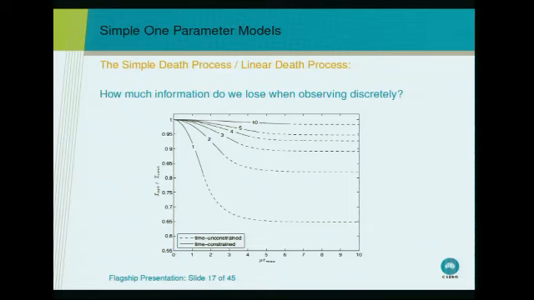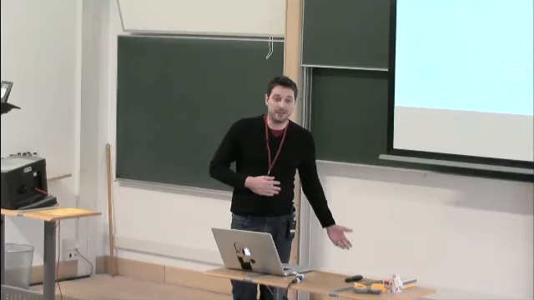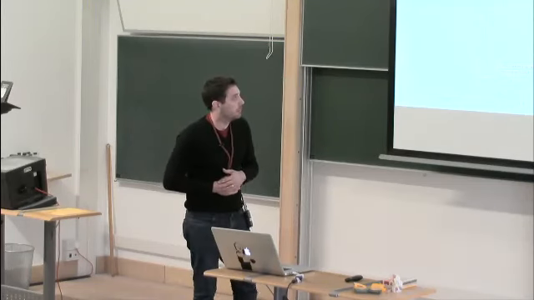We can also start to look at things like how much information do we lose when we observe discretely. So in this graph, you can ignore the time, unconstrained, constrained business, but each curve here shows the ratio of the Fisher information under our optimal design relative to the information that would be obtained if we observed the process continuously, by which I mean we would observe all of the exponential holding times for the entire process.